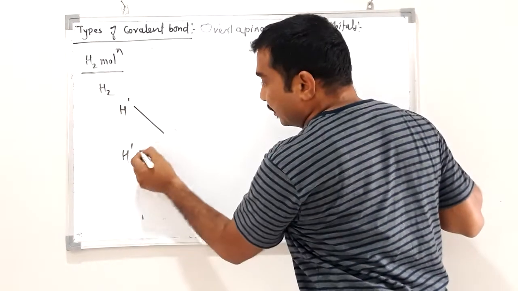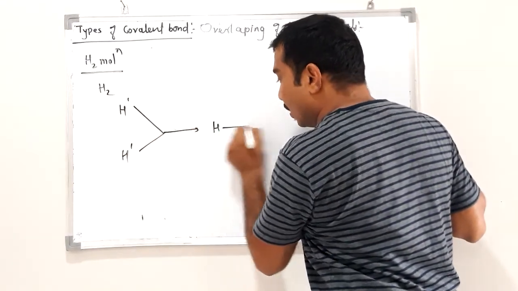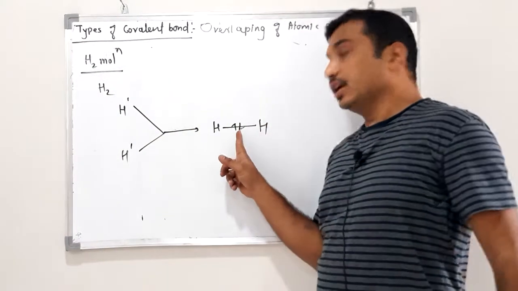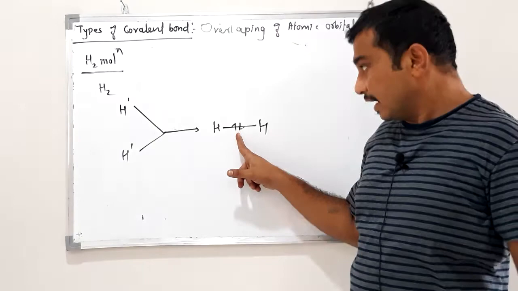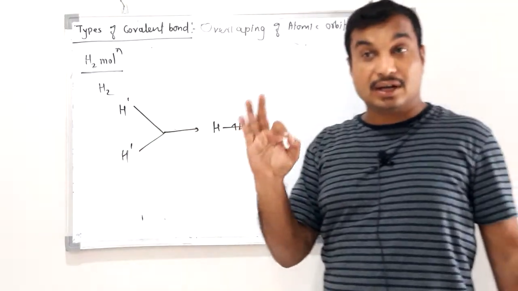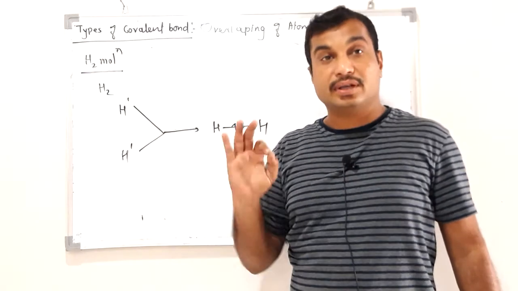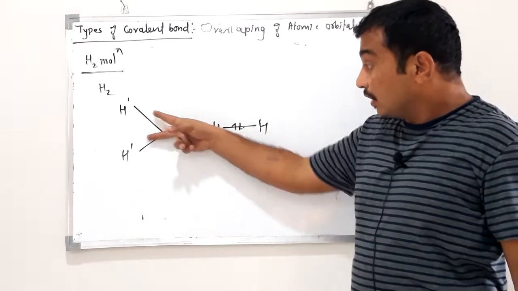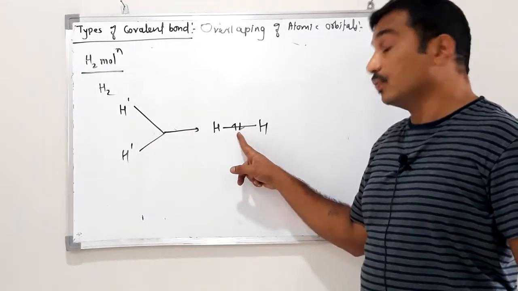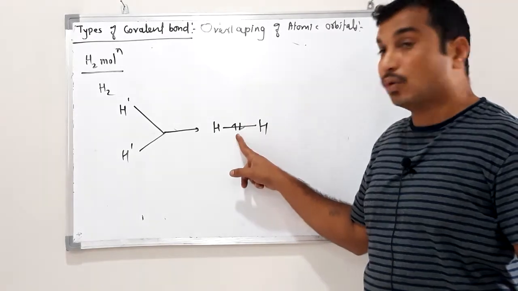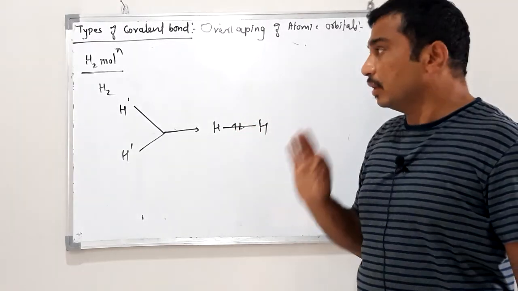These two hydrogen atoms come close together and form a bond. Okay, covalent bond. They will share their unpaired electron. Both atoms, H1, have a single unpaired electron. Therefore, their valency is 1. Both will come close together, share their unpaired electron and form a covalent bond. Okay, this is the simple answer.